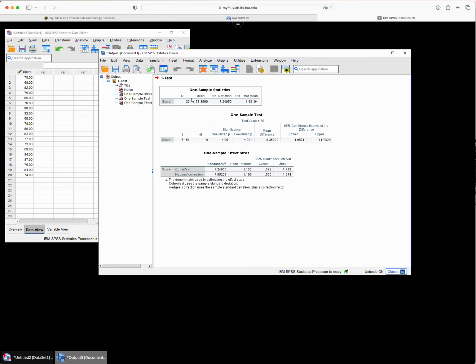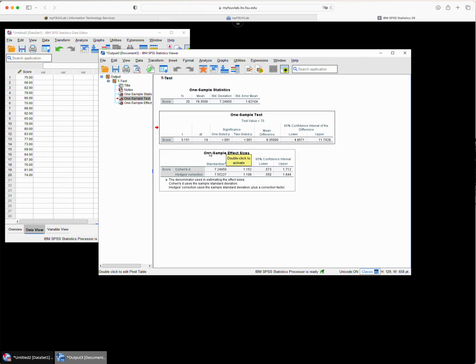So you'll see the first table is our basic descriptive statistics, and we see the mean of the sample that we collected. We have 20 participants, and the mean score was 78.35 with a standard deviation of 7.25 and the standard error of the mean. Here in the second table, these are our one sample t-test results. You can see there at the top is our test value of 70. This is our t-statistic that we found with this. Degrees of freedom of 19, which is n minus 1.